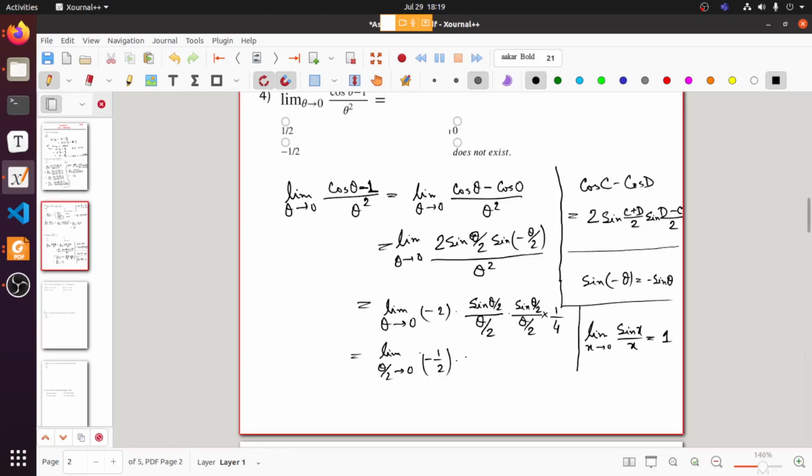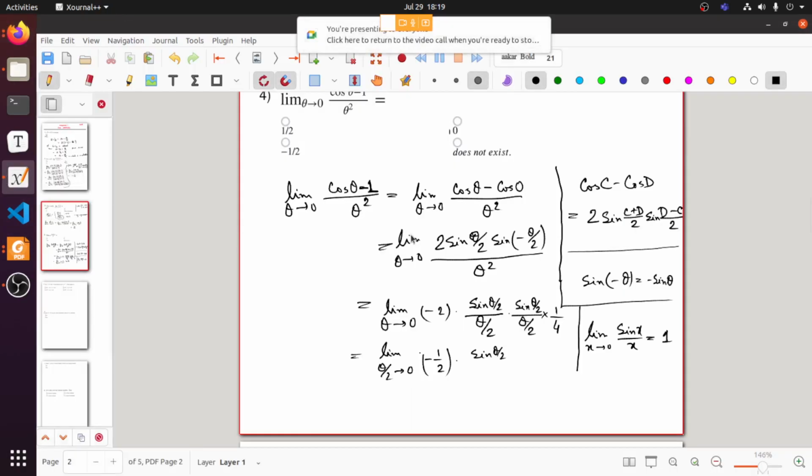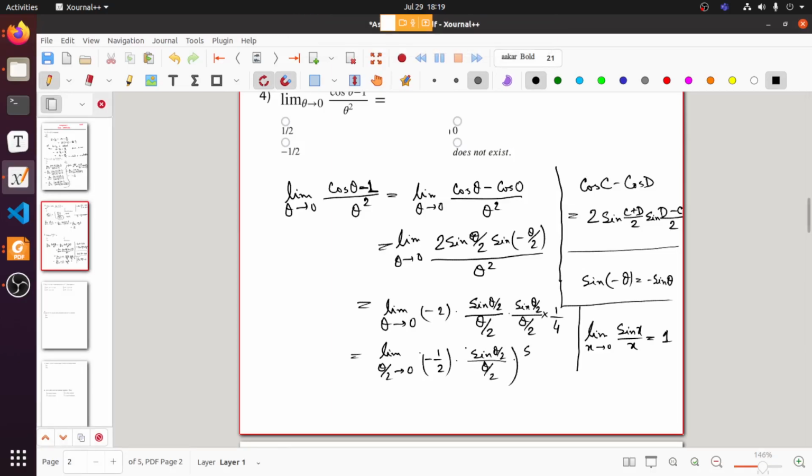And this you can write as sin theta by 2 into sin theta by 2, this whole square. Otherwise you can write this also as sin theta by 2 over theta by 2. Now if you take the limit, both these quantities will be 1. So what will be the limit? It will be minus 1 by 2, right? So the answer is minus 1 by 2. This is the correct answer, minus 1 by 2.